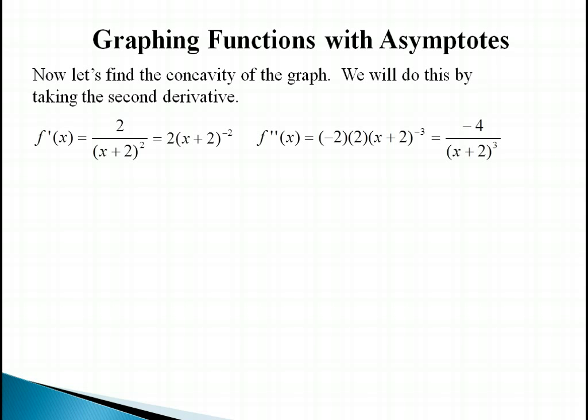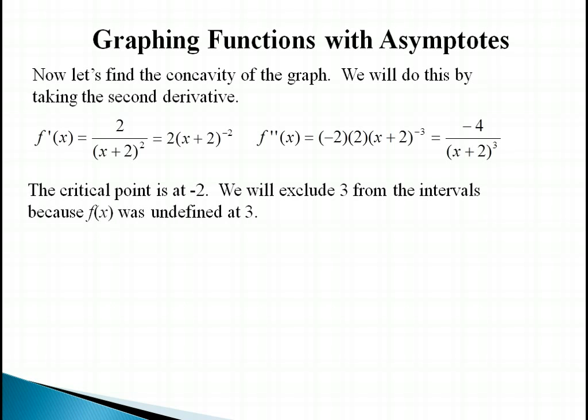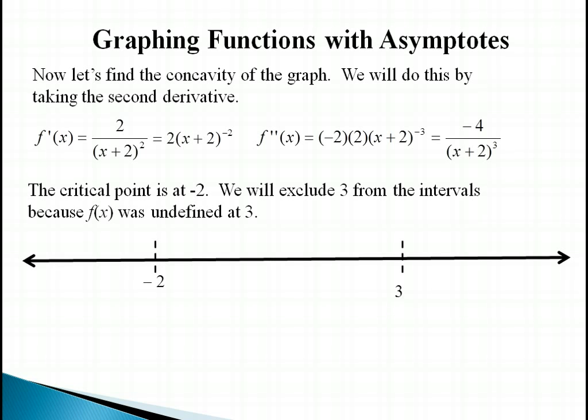Now in this case, I have (x plus 2) to the third in the denominator. Since it's a cubic, we could have positives or negatives in the denominator, so this could change signs. My only critical point is at negative 2, but again, I'm putting the 3 on my number line just to remind myself that it's not going to be included as a number on my intervals.